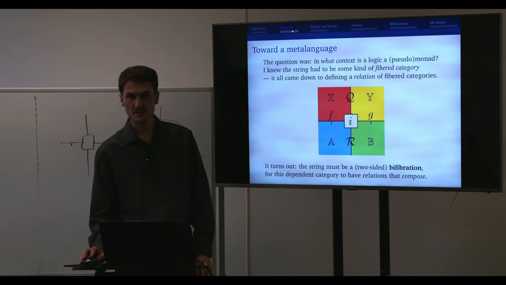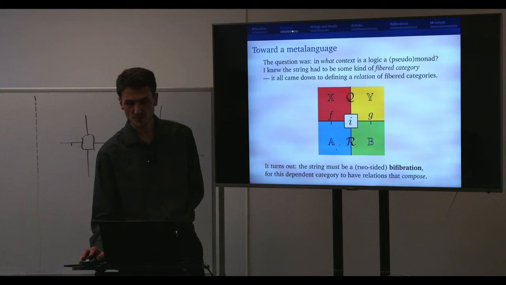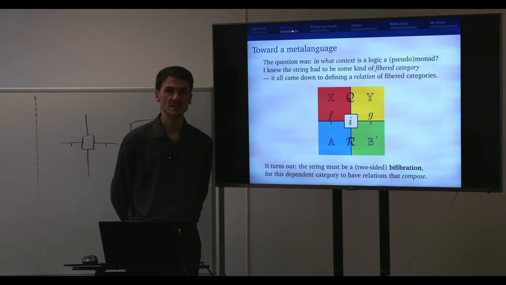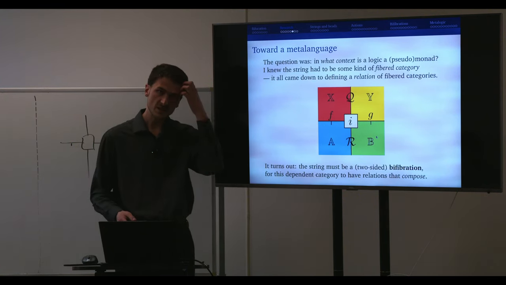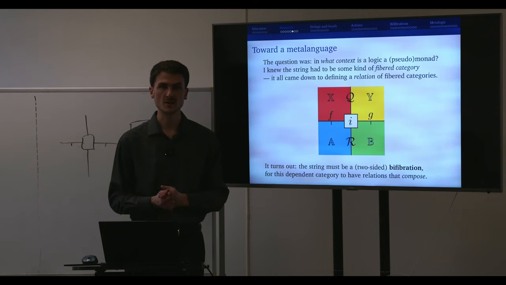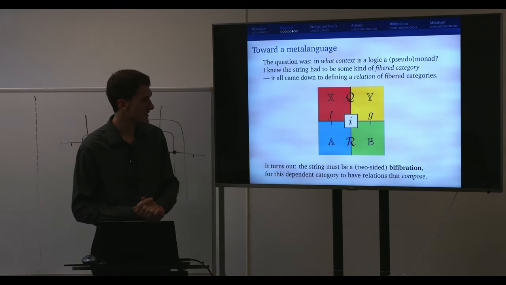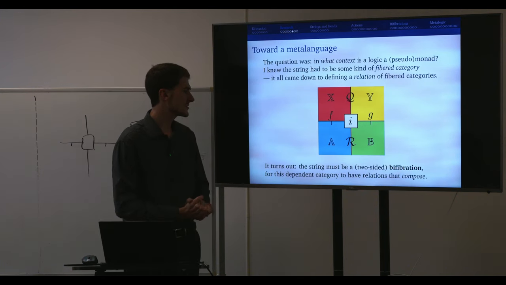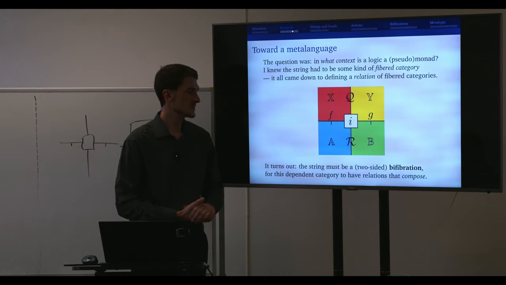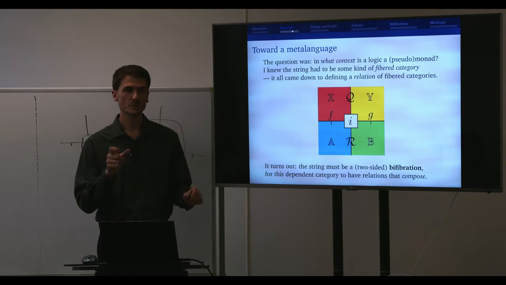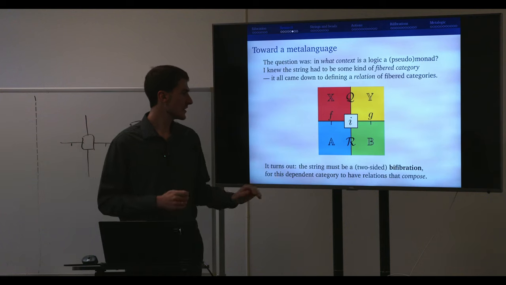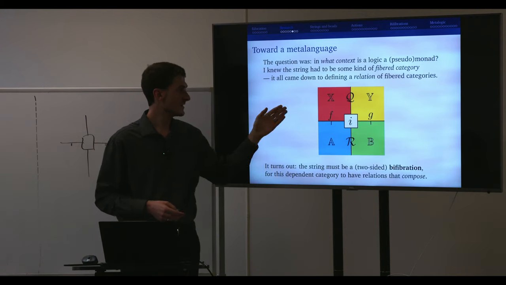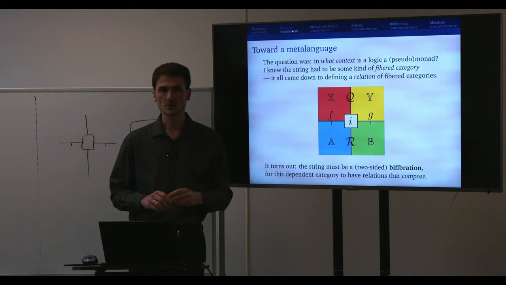What is this I here? If Q is some kind of fibration over X and Y, and R is some kind of fibration over A and B, what's the right notion of a relation between dependent categories? This turned out to be a big gap in our knowledge. This is completely unexplored. And it turns out that the string needs to be something called a two-sided bifibration. You need to have both pushing and pulling actions in order to have a notion of relation that actually composes.